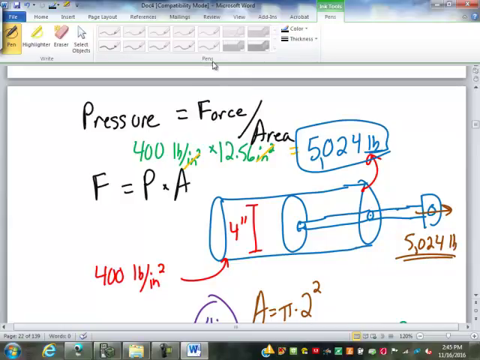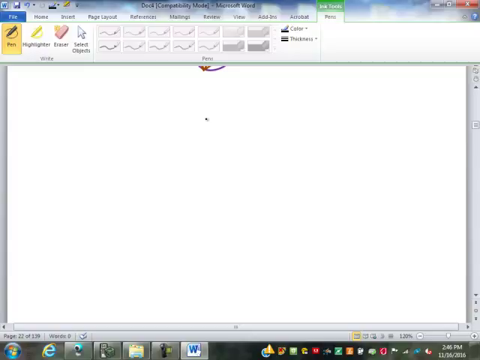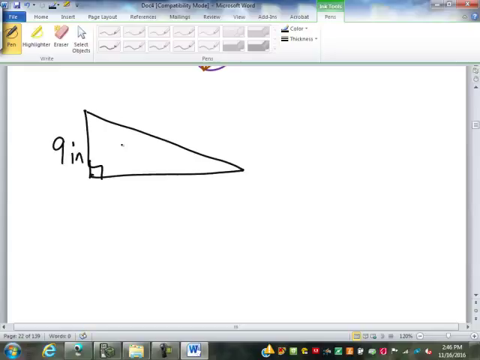Okay, so we want to move on to other areas. I showed you how to use the Pythagorean theorem or Pythagorean relationship to find whether a triangle is a right triangle. But we can also use it to find a missing side of a right triangle. If I tell you that this is a right triangle, and if I tell you that this side is 9 inches and this side is 40 inches, I can find that third side.